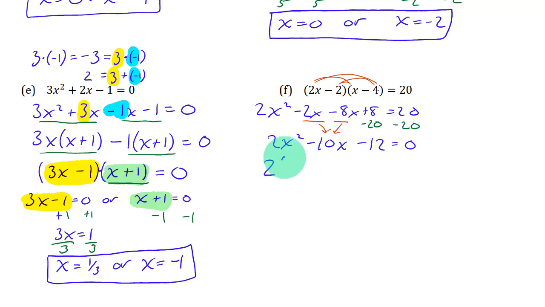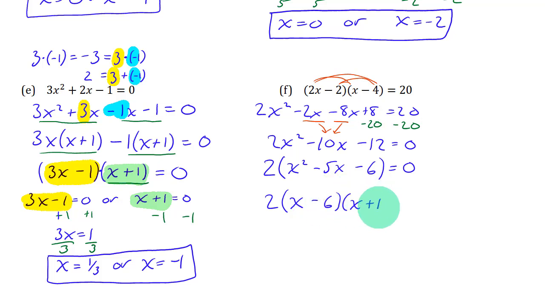So that's good. If you take out the 2, you'll have x squared minus 5x minus 6. And then this thing is much easier to factor after you take out that 2. You'll have 2 times, let's see, x minus 6 times x plus 1 should work. All right, so now we have 3 factors that might all be 0.